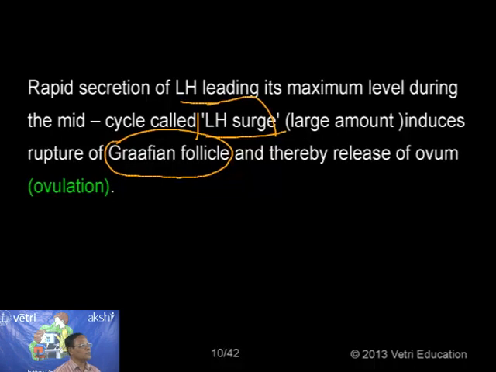So anyway, the egg is released at the time of ovulation, having completed only the first meiotic division. By the rupture of the follicle, the egg is released, and that phenomenon is called the ovulation process. At ovulation, the egg has completed only the first reductional division. Now it is called the secondary oocyte stage. So the egg is released from the ovary at the secondary oocyte stage.